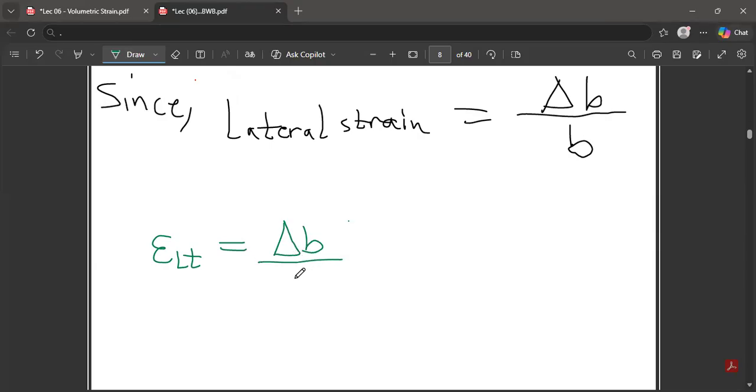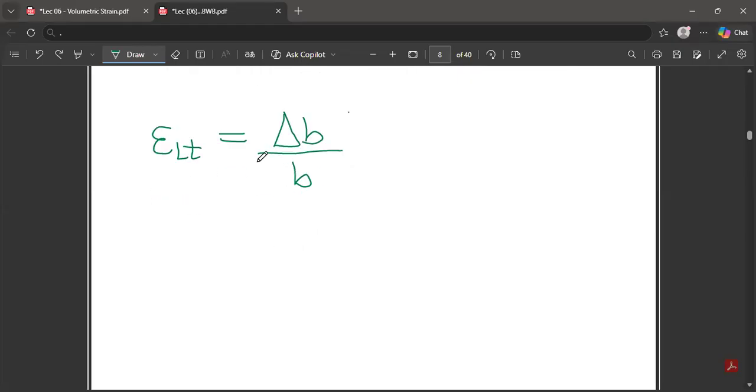Yes, all over the original breadth. Okay, so let's put the values into it. So the change in breadth of the bar is what? You don't know. You see that you don't know the change in breadth, and that is what we are going to look for. So if you do cross multiplication, this guy will multiply, this guy will multiply.